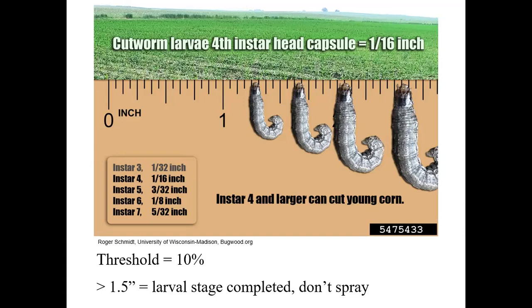At that time, they will stop feeding and they will pupate and move on to the next generation. So when you're finding very large larvae in the field, a spray might not be necessary because they're done feeding at that point. However, with the smaller head capsules and the younger instars, that threshold is about 10% feeding damage as a control.